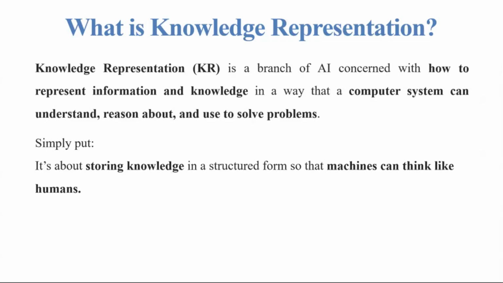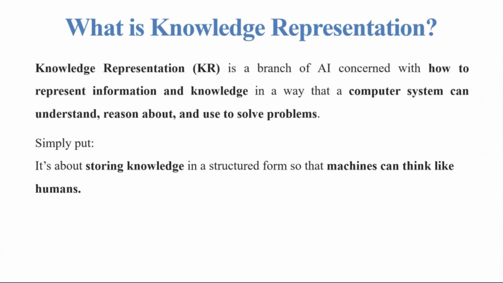Now, if someone asks the AI, is a penguin an animal? It can reason through the relationship. A penguin is a bird, a bird is an animal, therefore, a penguin is also an animal. This process of using stored knowledge to arrive at a new conclusion is called reasoning, and it is one of the main goals of knowledge representation. So remember, knowledge representation is not just storing information, it is about storing the information in such a way that the machine can understand it, connect different pieces of knowledge, make logical decisions, and solve problems much like humans do.